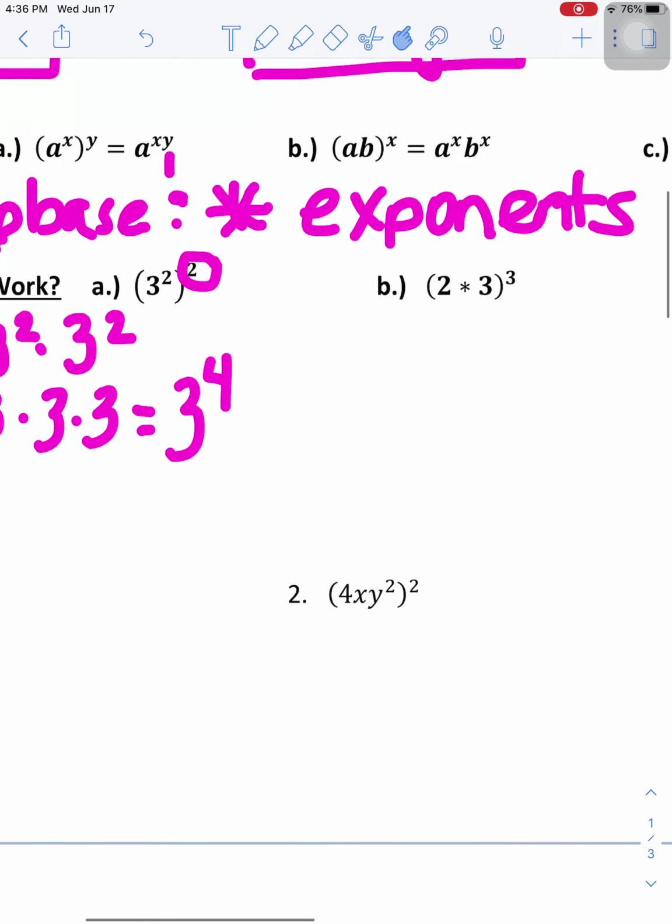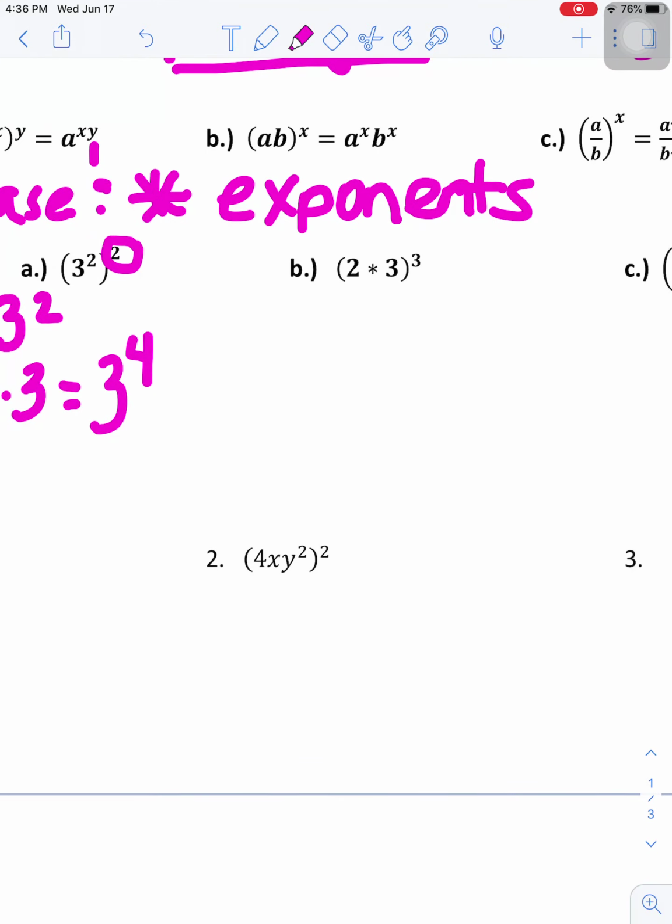Now, the second place you'll see this is like letter B here. Right? In letter B, you have the quantity of a times b to the x power. And that's going to give you a to the x and b to the x. Notice that the rule is actually still the same. You're still keeping the base and you're multiplying the exponents. It's almost like you're distributing this x to the exponents. Now in this case, the exponent on the a and the b would both be 1. So a to the first raised to the x would be a to the x. B to the first raised to the x would be b to the x again.